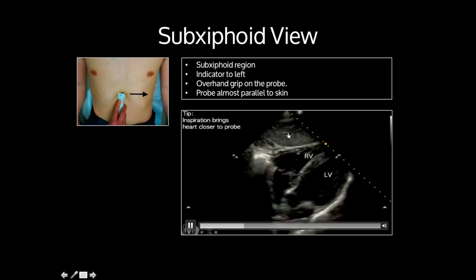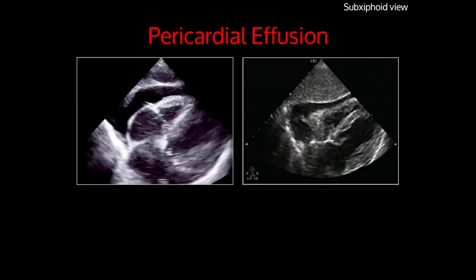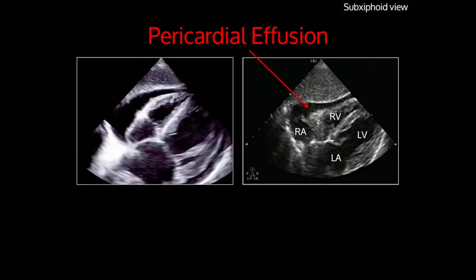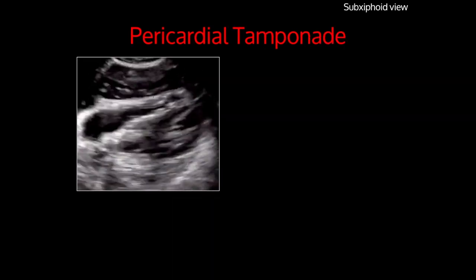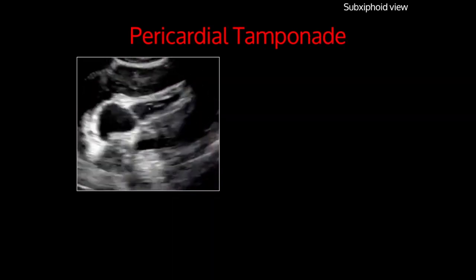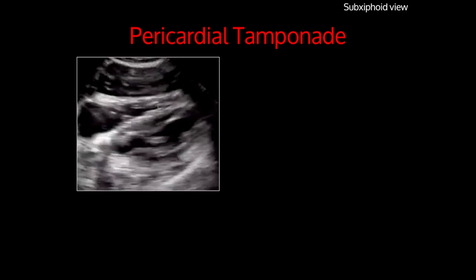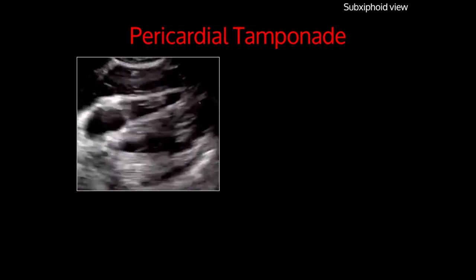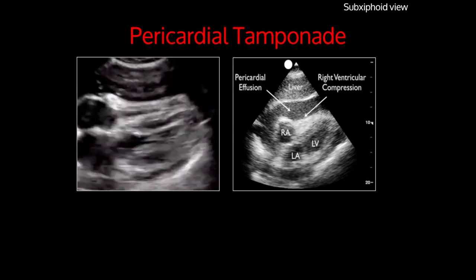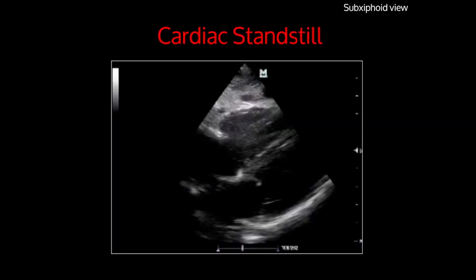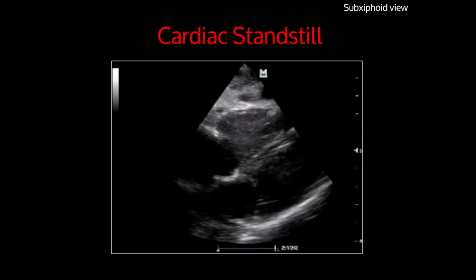Up here, you can see the liver, and right next to the liver, you see the RV. The subxiphoid view is pretty good for seeing a pericardial effusion. Here's another image of it. Remember that the traditional definition of pericardial tamponade is RV collapse with symptoms of hypoperfusion. Here in these images, we see a pericardial effusion, and in the image to the right, we see RV compression and collapse.